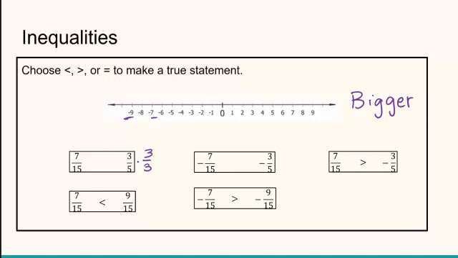So in this next one, I'm not even going to do anything because I've got a positive number and a negative number. The positive number is always bigger than the negative number. So I'm done. I don't even care about getting a common denominator for that one. All right.